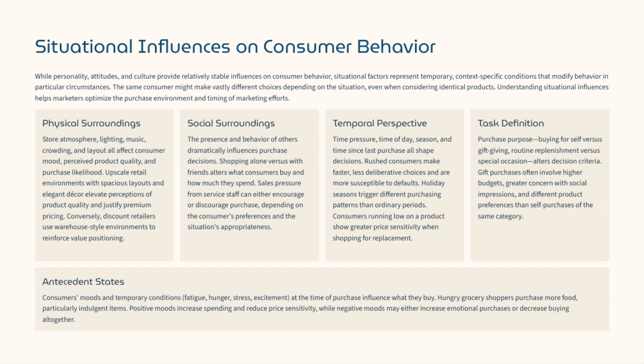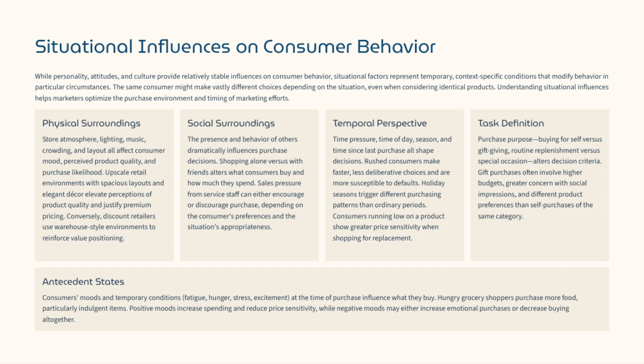Moving on, the concept of antecedent states refers to factors like whether a purchase is for oneself or as a gift, or if it's for routine replenishment or a special occasion. These situations change decision criteria significantly. Gift purchases, for instance, usually involve higher budgets, greater concern about social impressions, and different product preferences compared to buying for oneself.